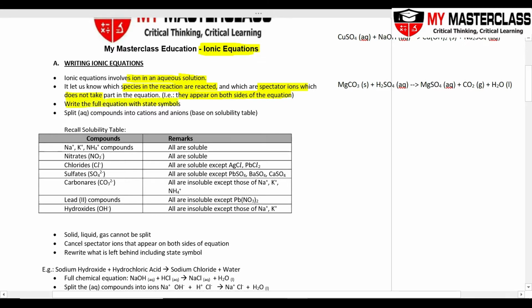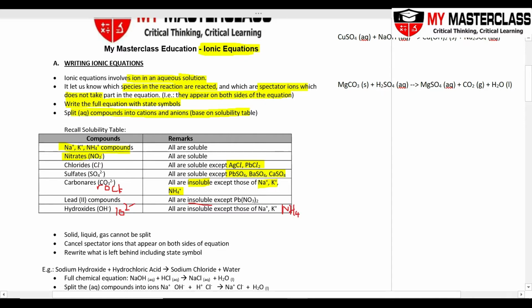So write the full equation with the state symbols, then split the aqueous compounds. Recall your solubility table. Sodium, potassium, ammonium are all soluble, aqueous. Nitrates are all soluble. Chlorides are all soluble except silver and lead chloride. Sulfates are all soluble except barium, calcium, lead sulfate. All carbonates are insoluble, except the sodium, potassium, ammonium ones. Carbonates, these are rocks, please remember. Lead(II) compounds are insoluble, and your oxides and hydroxides are insoluble except the sodium, potassium, ammonium ones.